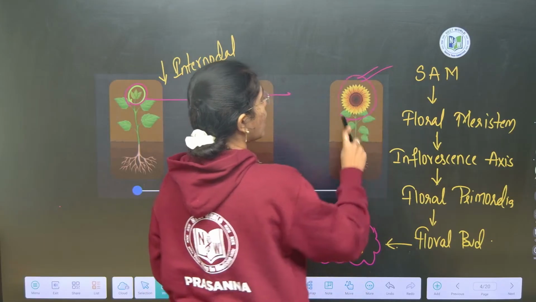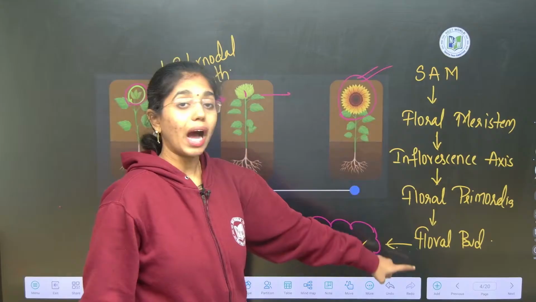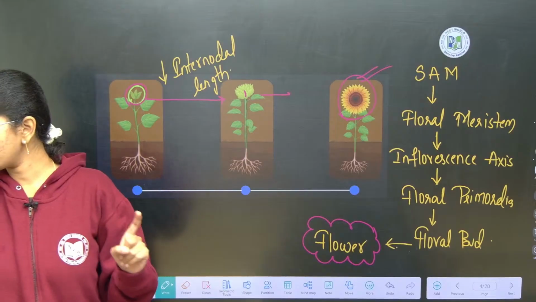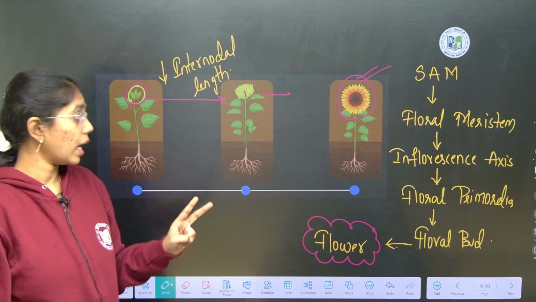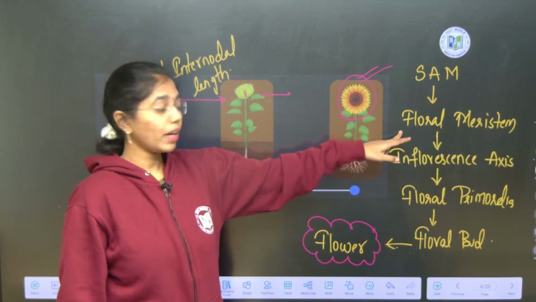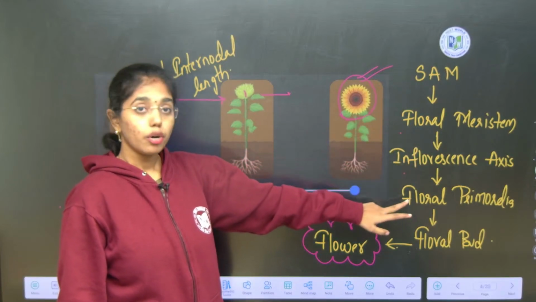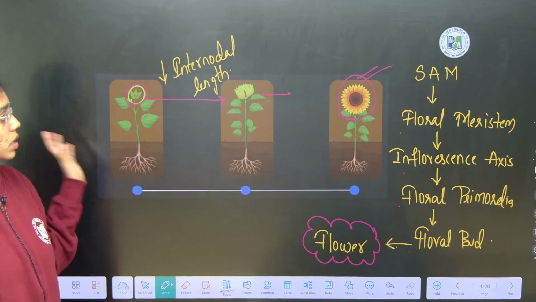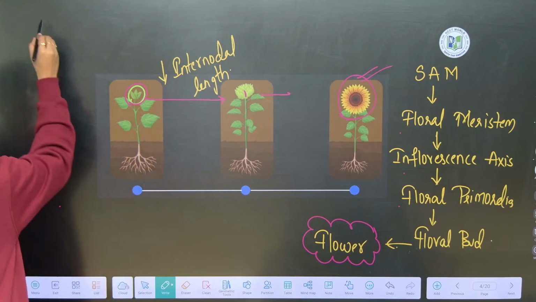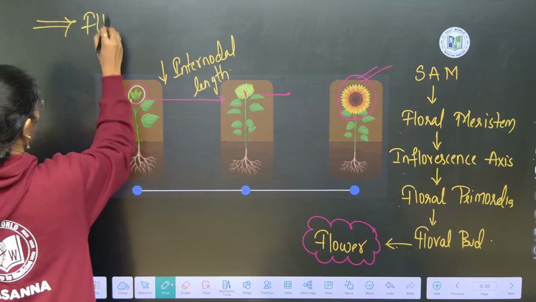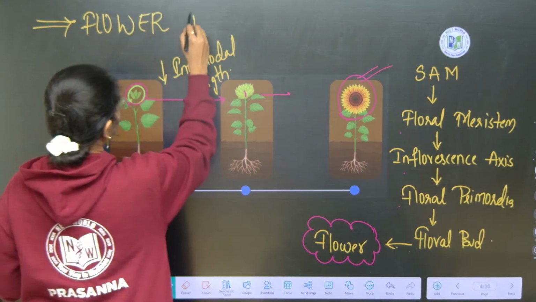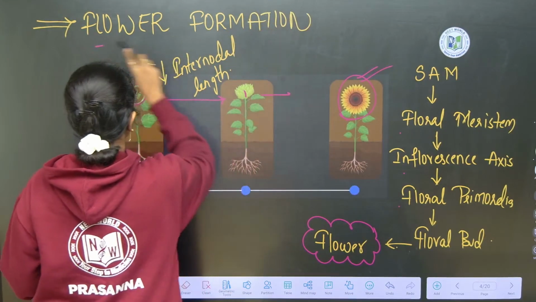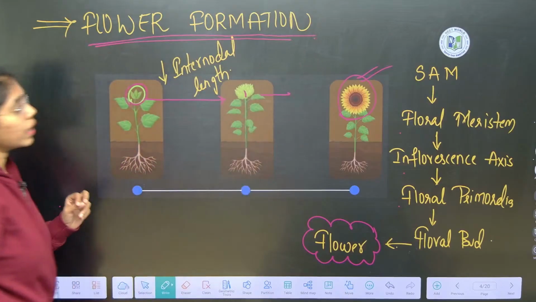Clear, right? This is how a flower is formed, and this sequence you have to remember, very important, because we can expect a statement based question from this area. Assertion, reason or statement based we can expect from this area. So, first shoot apical meristem followed by floral meristem and then inflorescence axis, floral primordia, floral bud, which gives rise to a flower. This is the sequence of change for flower formation.